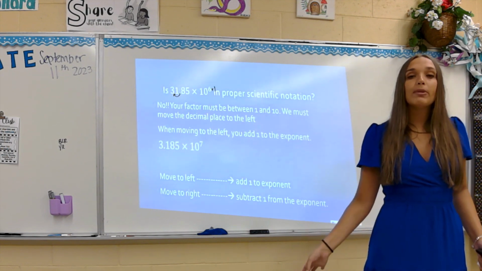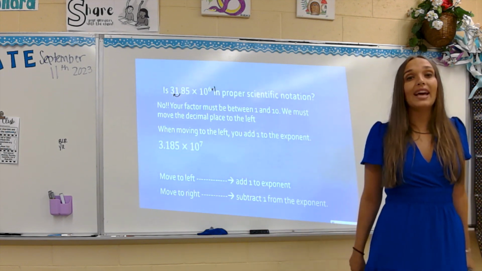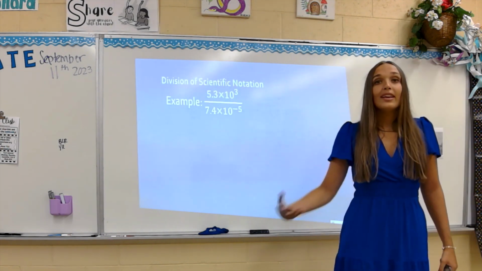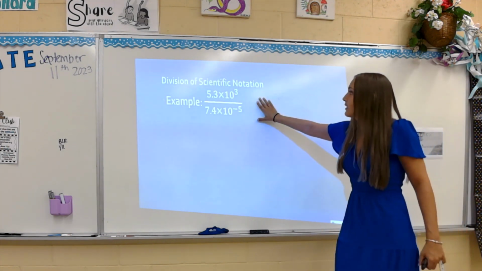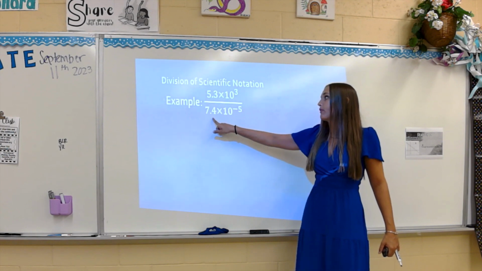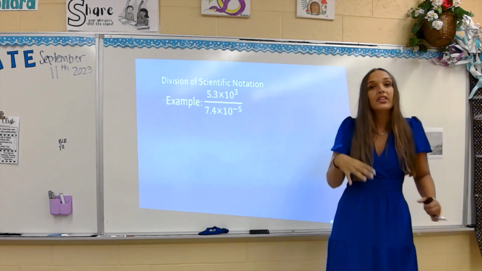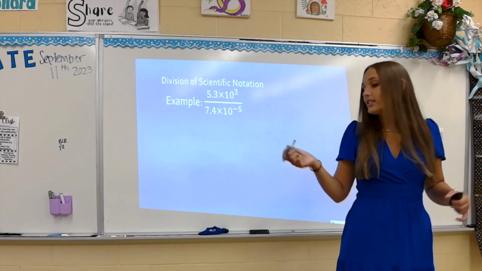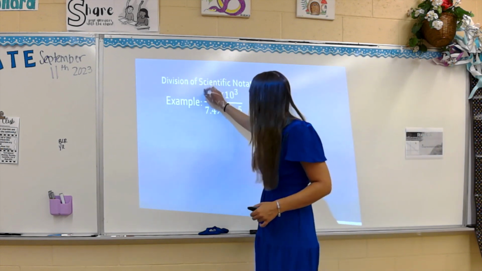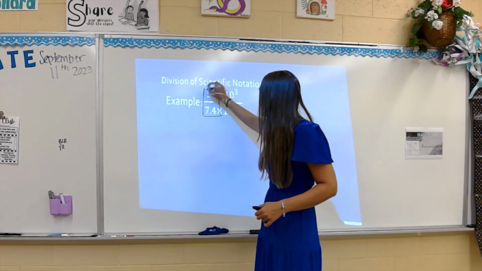Let's take a look at a problem with division to see how we would complete that type of problem. Here we have 5.3 times 10 to the third divided by 7.4 times 10 to the negative fifth. This is a division problem, so what I like to do is box off my factors. These are my factors, I'm boxing them off.